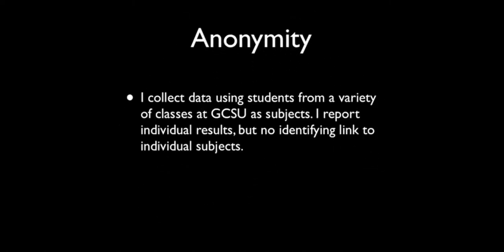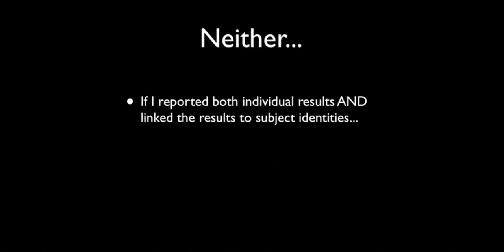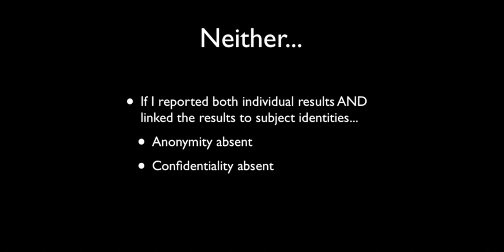Next, let's say that I use students as subjects again, and I report individual results without any links identifying individual subjects. Now anonymity is present, but confidentiality is absent. Finally, let's say that a researcher does not exercise good sense and tries to report individual results linked directly to subject identities. In this situation, neither anonymity nor confidentiality would exist, and a serious ethical violation would exist.